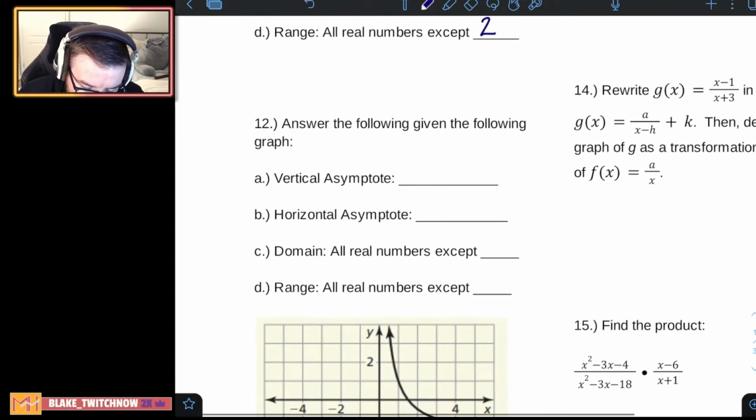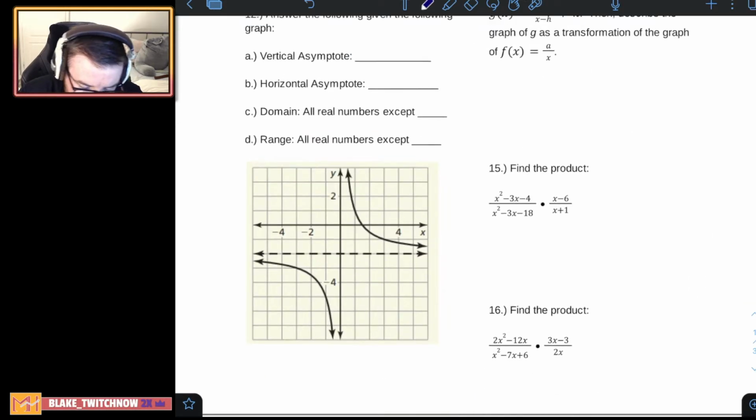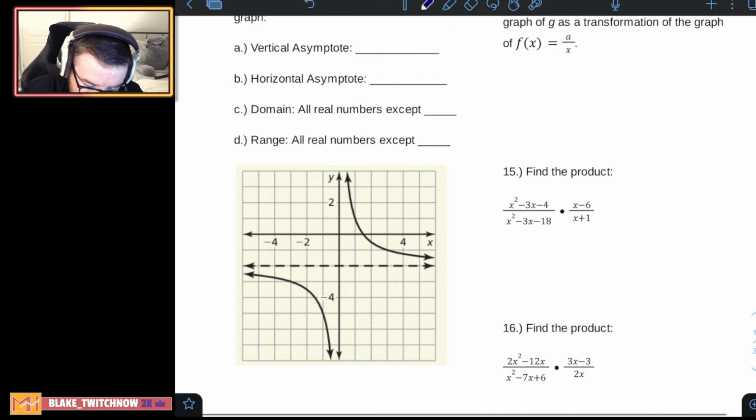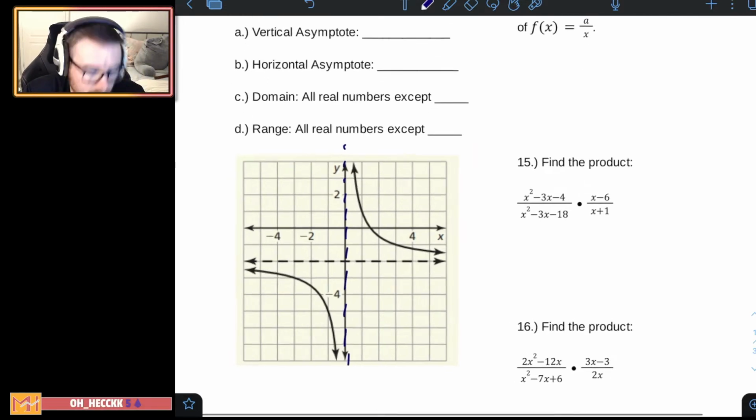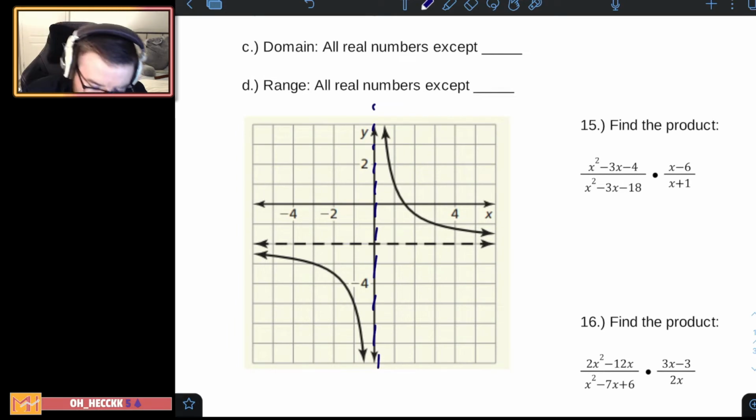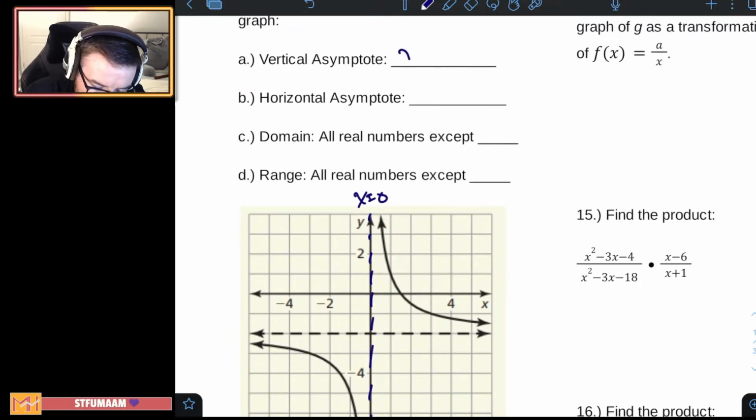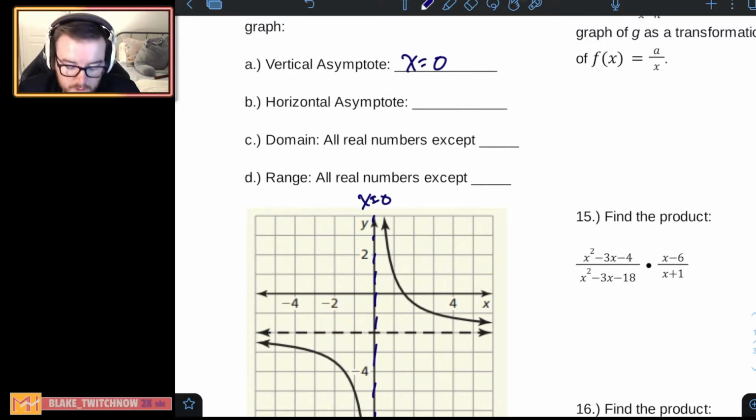Answer the following given the following graph. Here's the graph below. Where is the vertical asymptote? The vertical asymptote is this dotted line I just made, and that is at x equals 0. Yes, you will be marked wrong if you don't type x equals 0. Not to sound too sassy, but the number of times you ask, do I have to type the x equals? I write x equals and y equals every single time I write the asymptotes. You should too.